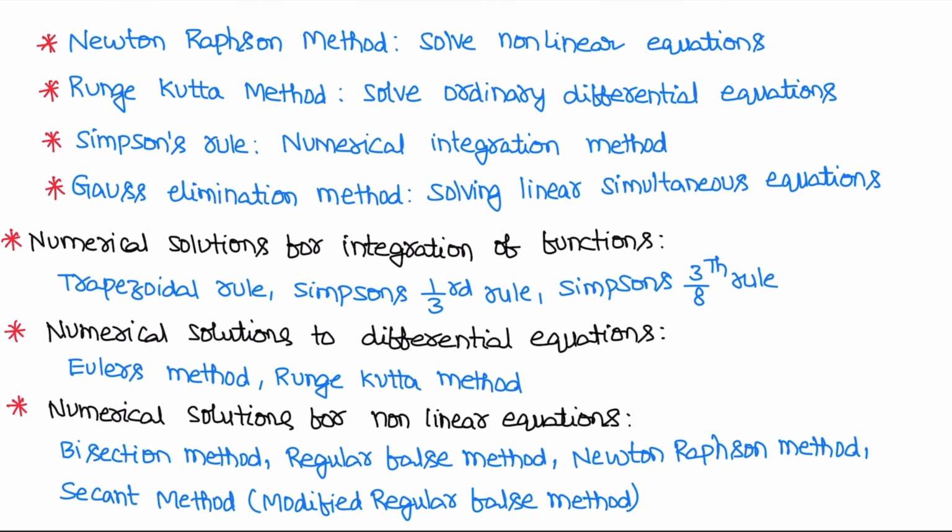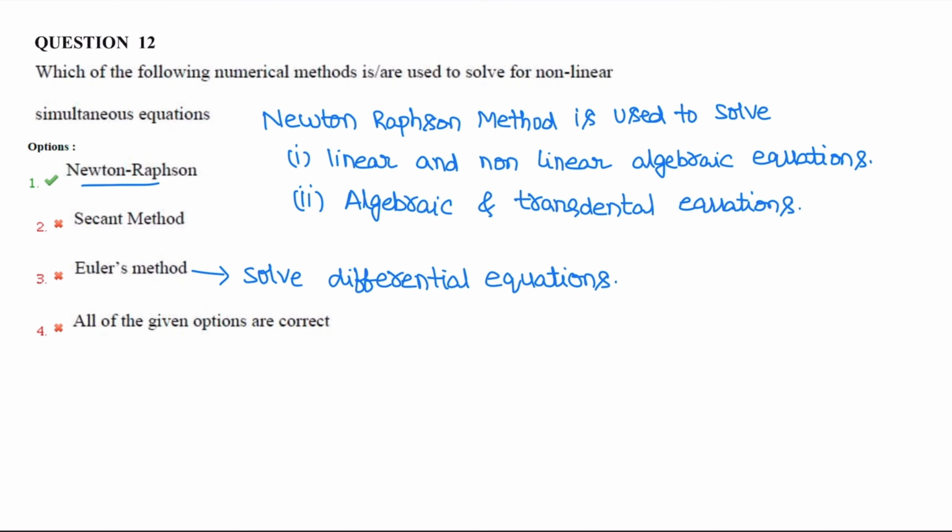The numerical solutions for integration of functions is obtained by using trapezoidal rule or Simpson's 1/3 rule or Simpson's 3/8 rule. Numerical solutions to differential equations: the methods are Euler's method, Runge-Kutta method. And numerical solutions for nonlinear equations are bisection method, regula falsi method, Newton-Raphson method, or secant method. Secant method is also called modified regula falsi method or interpolation method. So from this the correct answer is option 1.